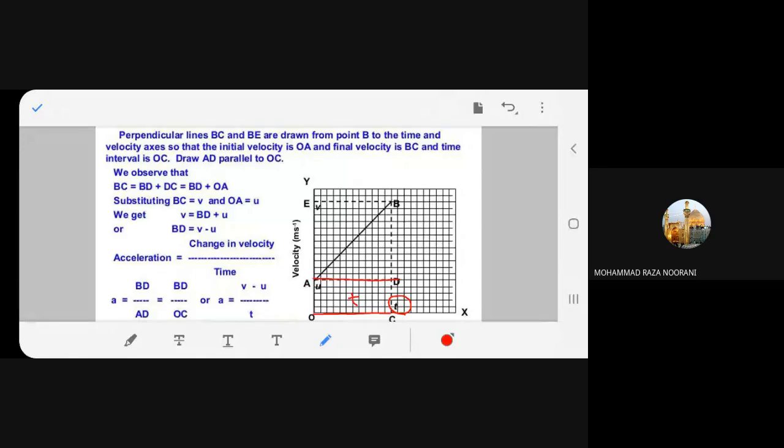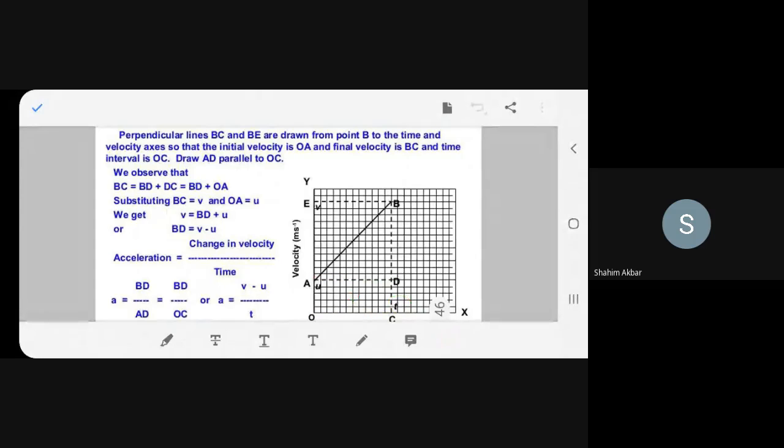Hello, say something. Yes, ma'am. Do you agree that OC is equal to small v? This is parallel to AD, that means OC is equal to AD. Agree? Yes, ma'am. Fine.